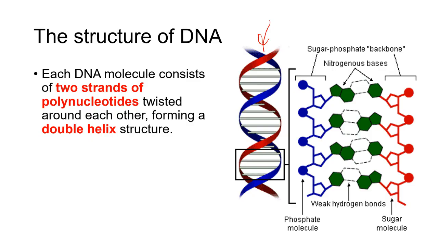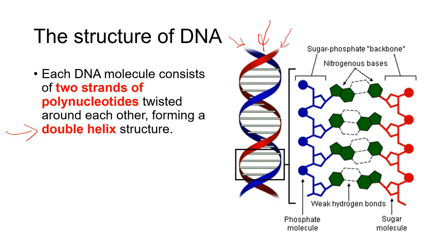Actually, there are two strands of what we call polynucleotides. You can see in this picture the red color strand and the blue color strand. Each of them is known as a polynucleotide. And these two strands are stuck together and twisted, so we call the overall structure a double helix. You've probably heard of double helix and DNA, and this is what it meant.